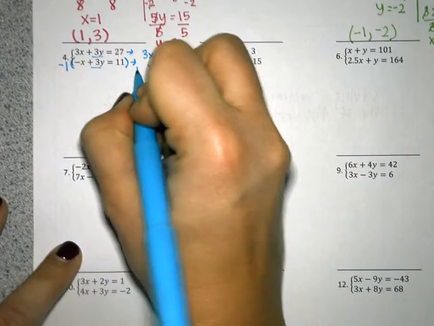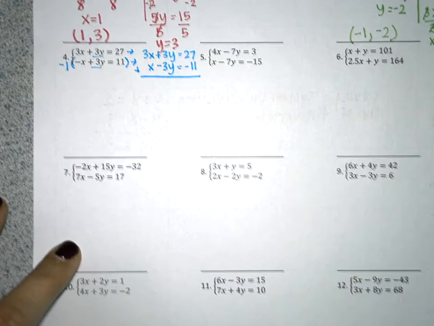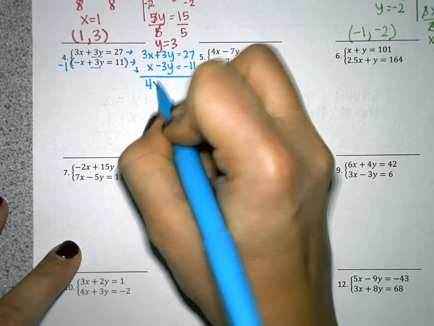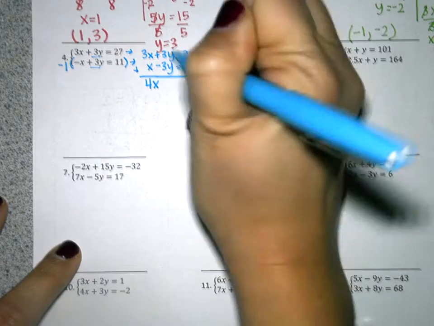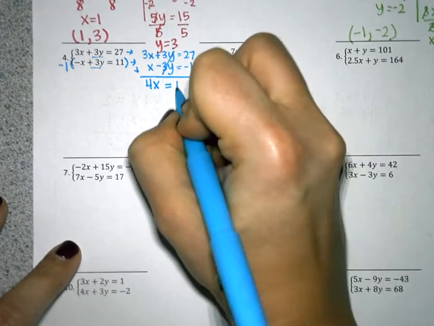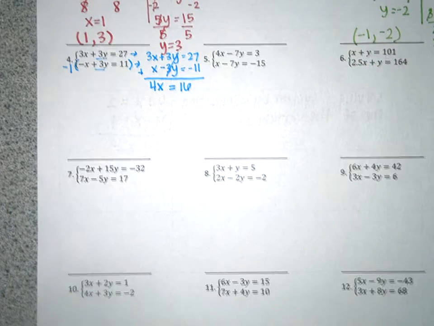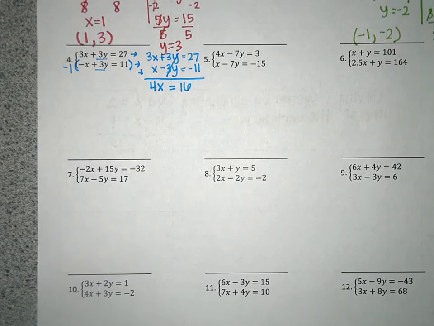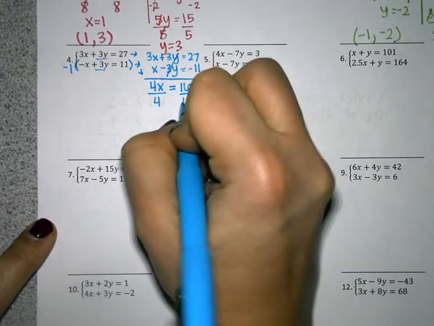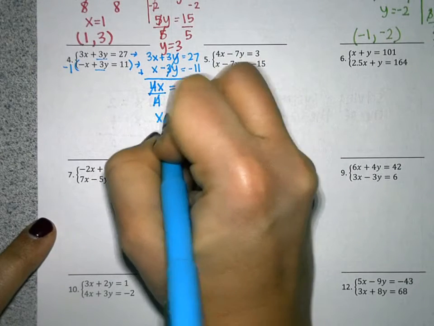So now when I add those equations, 3x plus x gives me 4x, 3y minus 3y eliminates, and 27 minus 11 gives me 16. Divide both sides by 4, and I get x equals 4.